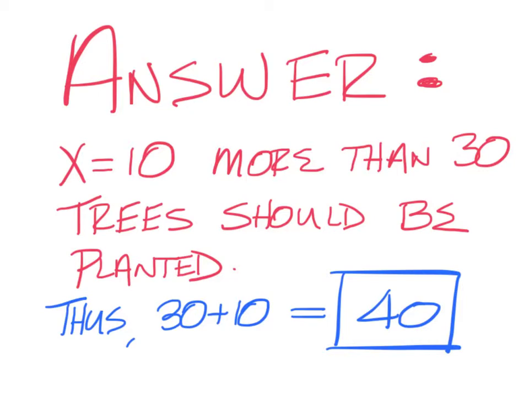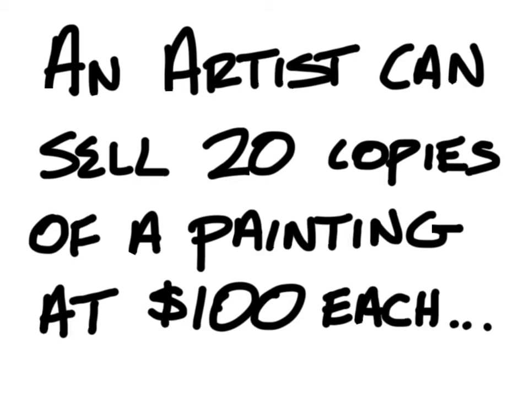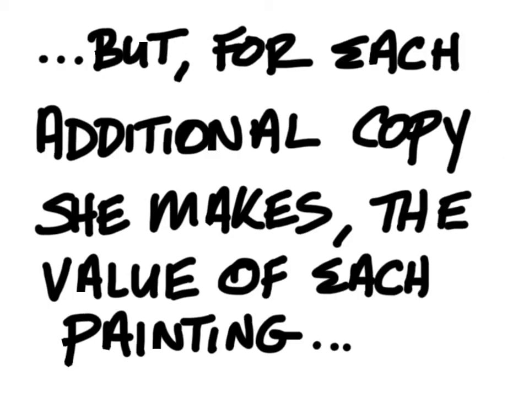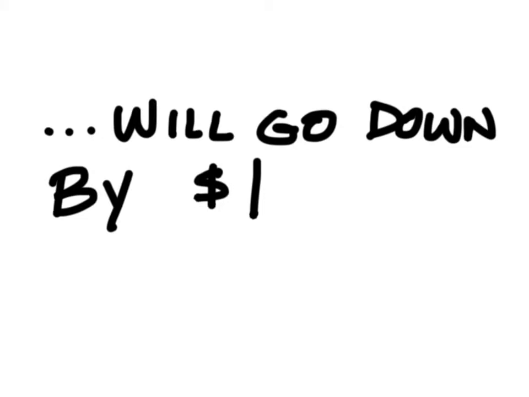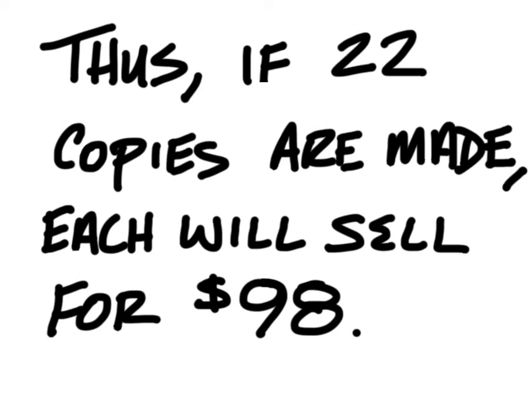An artist can sell 20 copies of a painting at $100 each. But for each additional copy she makes, the value of each painting is going to do something. Is it going to increase or decrease? Probably decrease. The more you have out there, the less value it's going to have. It will go down by $1. Thus, if 22 copies are made, each will sell for $98. That's just an example. That's not something that we're actually going to use. It's just to illustrate what happens.